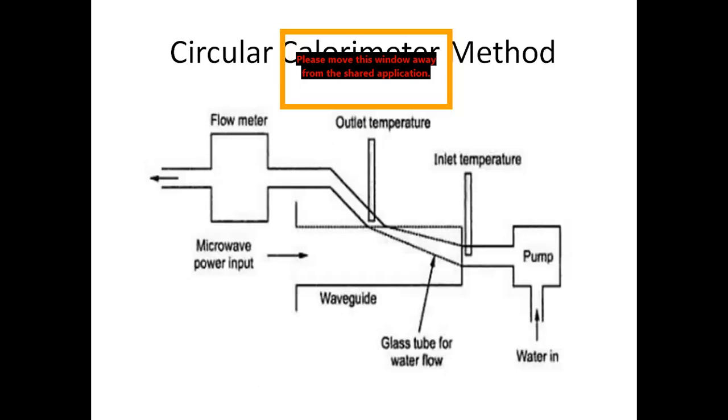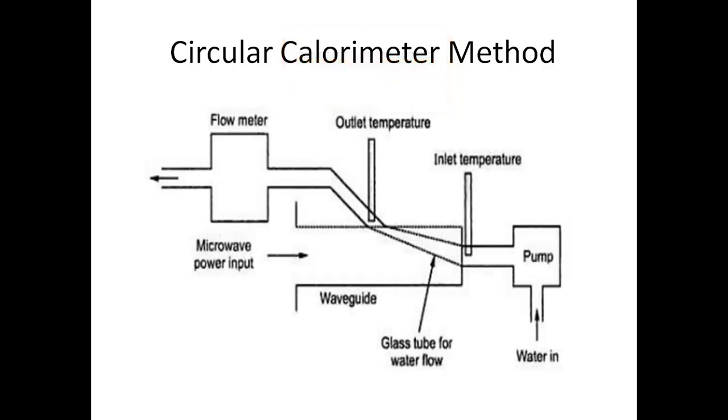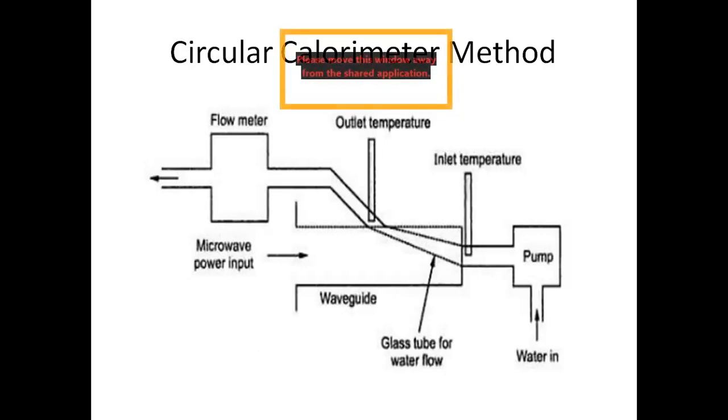Here we generally use two pumps, one inlet pump and one outlet pump. Through the inlet pump, the water is allowed to flow through to the outlet pump. Before applying the microwave, we measure a specific temperature of water. Similarly, we measure the inlet temperature and outlet temperature. In between the inlet and outlet, we incident the medium power microwave input.